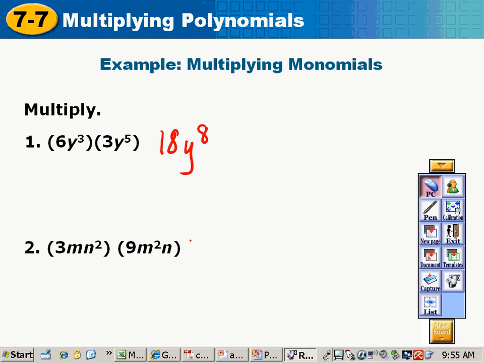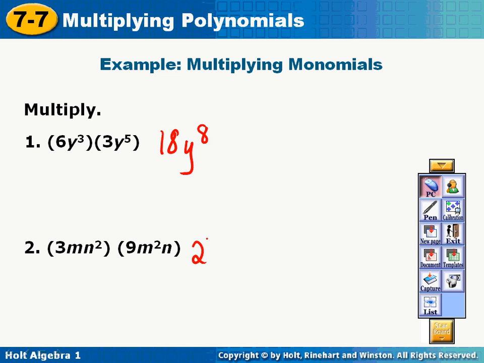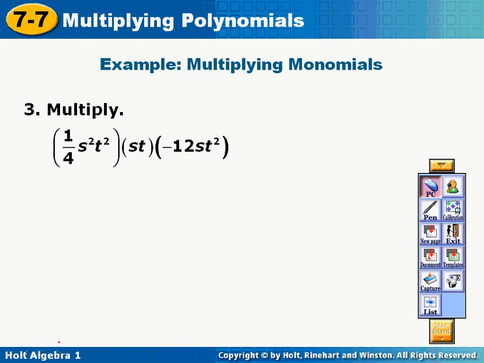Okay, so 9 times 3, 27. M to the third, n to the third. When you multiply, you multiply coefficients and you add exponents.